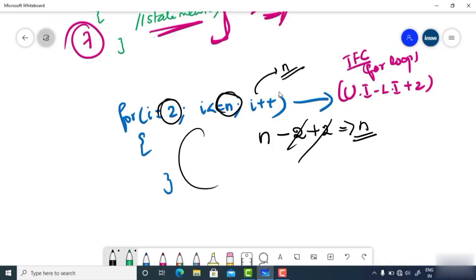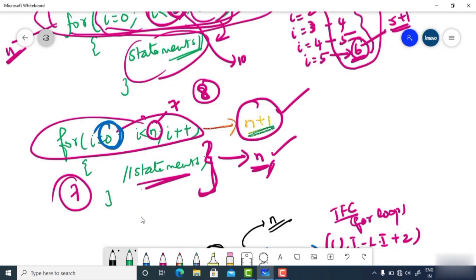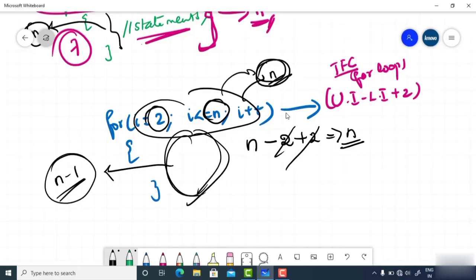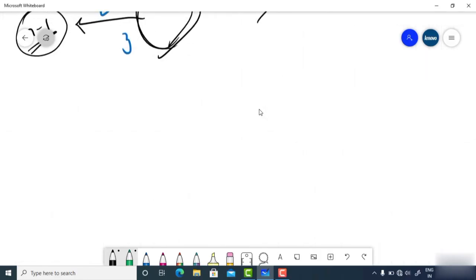And all the statements inside the for loop will go for n minus 1 times. Why? Because here I told you this for loop will go for n plus 1, which means all the statements inside the for loop will go for n times, right? And here this for loop is going only for n times. So all the statements inside the for loop will be executing for n minus 1 times, right? Please try to understand this relation, right?